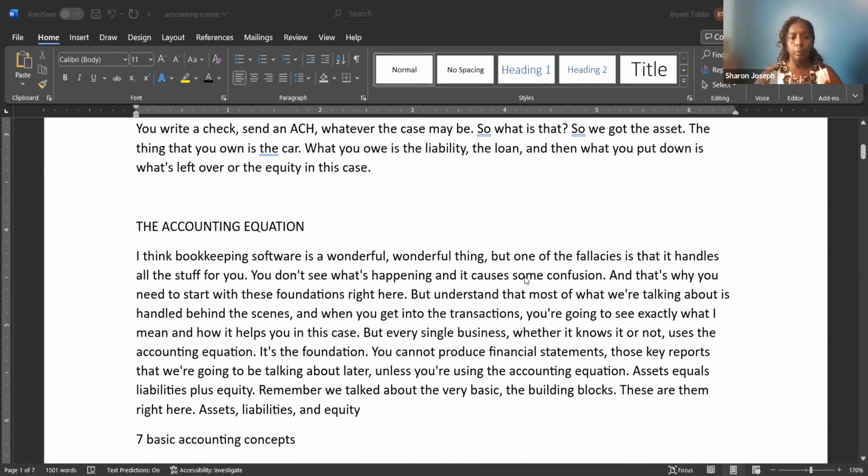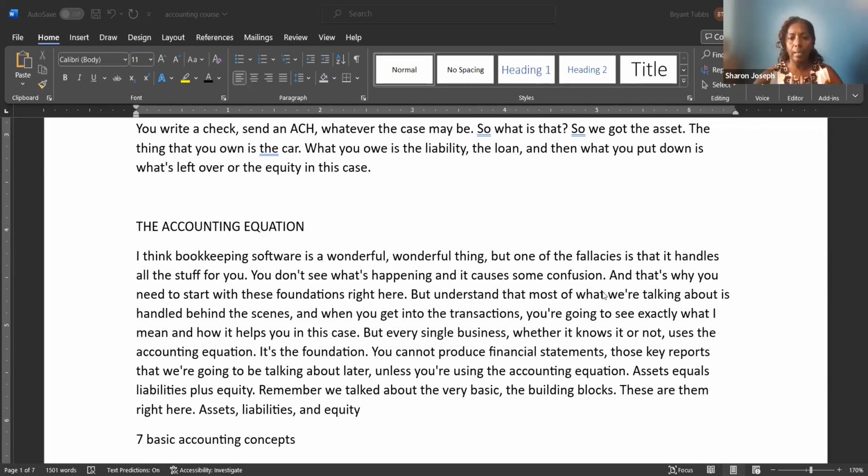Let's talk about the accounting equation. I think bookkeeping software is a wonderful thing. It's made our lives so much easier. But somewhere along the line, it kind of gave you a little bit of confusion because you don't see everything that's happening behind the scenes. That's why you need to start with these foundations right here. But understand that most of what we're talking about is handled behind the scenes.